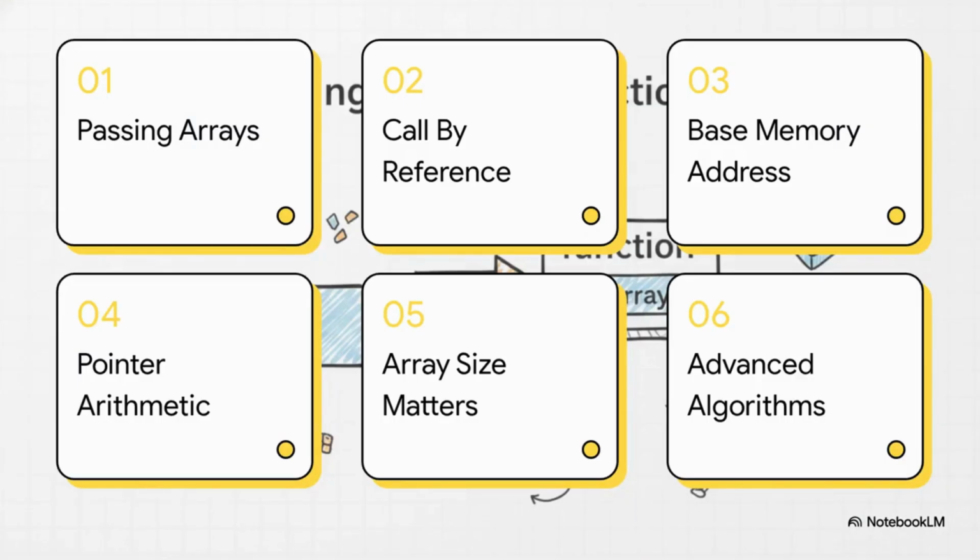So here's our game plan for this explainer. First, passing arrays to functions. 2, call by reference explained. 3, the base memory address. 4, array pointer arithmetic. 5, why array size matters. And finally, number 6, getting ready for advanced algorithms.